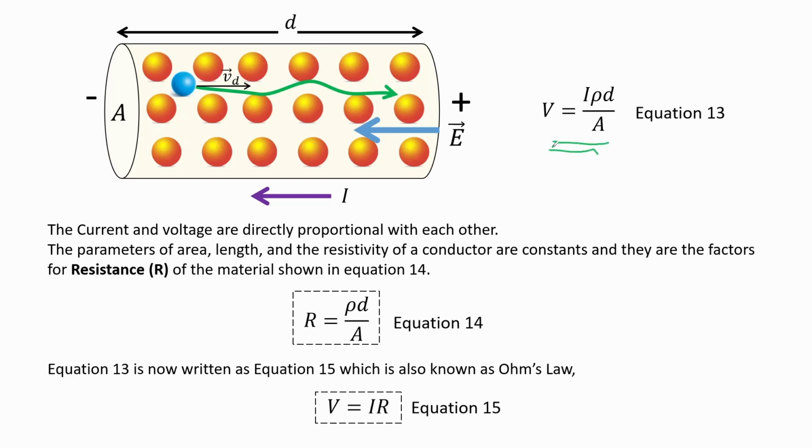We see that the factors in the parameters on the same side as the current are constants or assumed constants, and they are the area, length, and the resistivity of a conductor, which we call the resistance of the material, which we write as R and as an expression shown in equation 14. Equation 13 is now written as equation 15, which is also known as Ohm's law.